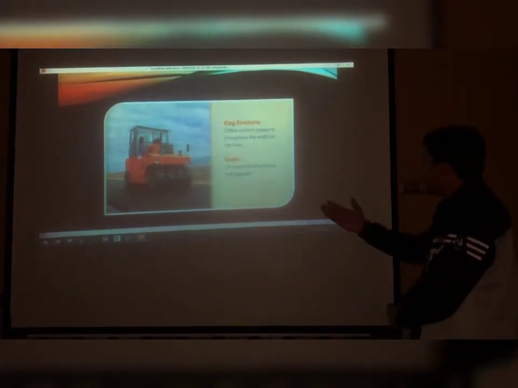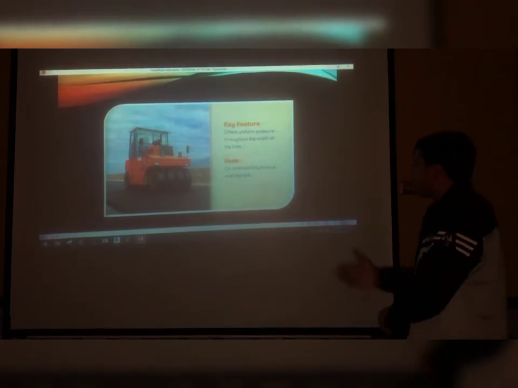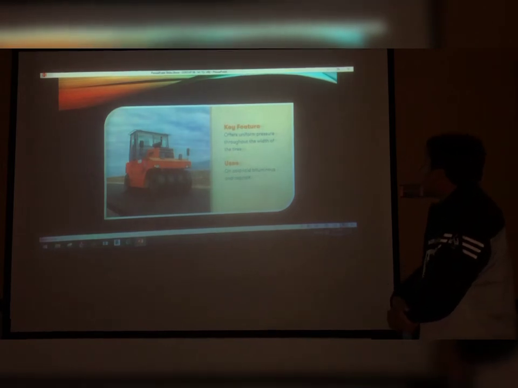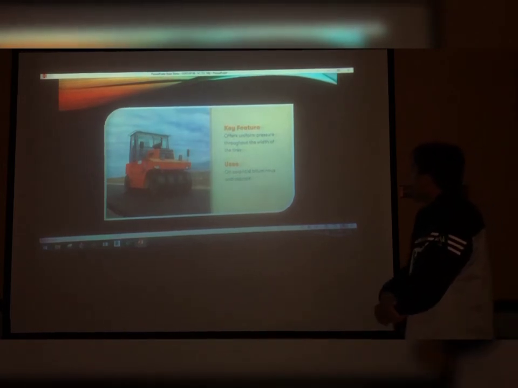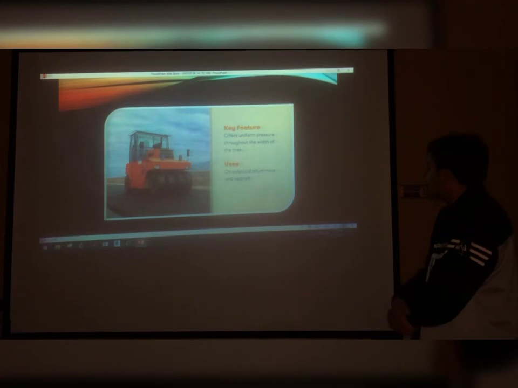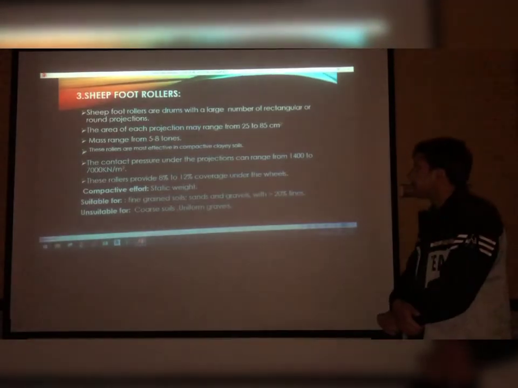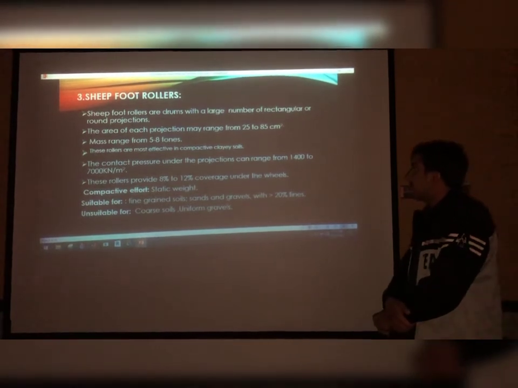This is the diagram, showing the first row and the rear row. In this figure there are 4 tires. Key features: they offer uniform pressure throughout the weight of the tire and are used for cold, lead, bituminous, and asphalt. The third one is the sheepsfoot roller.